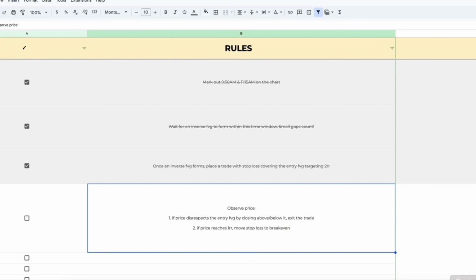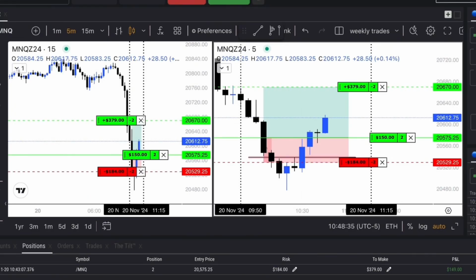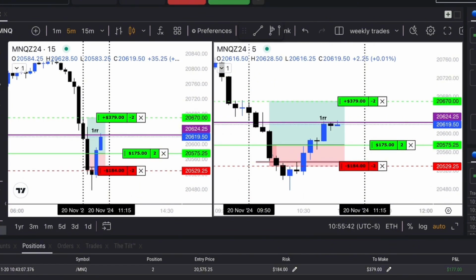But this is the next step. I'm gonna go ahead and record if either of the conditions are met. It's 10:55 a.m. Price is pretty much hovering at the 1 risk to reward mark. I do want to see a stronger close before I move my stop loss to break even, because we see it's hovering here, so it's not really showing strong bullish intention at the moment. I'm going to keep my stop loss here for now until I see that close.